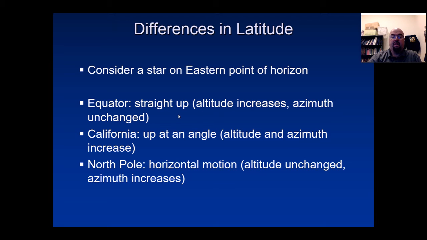So consider a star on the eastern point of the horizon. Okay. For the equator, it would rise straight up, come over and set. Azimuth would be unchanged. At the North Pole, flip to the other extreme, it would have horizontal motion. Altitude is unchanged and it spins around. This was the diagram I had a few seconds ago. And then for an intermediate angle, both altitude and azimuth increase.